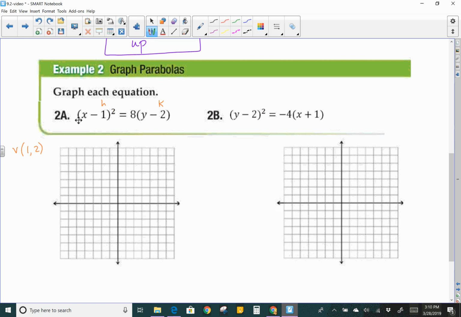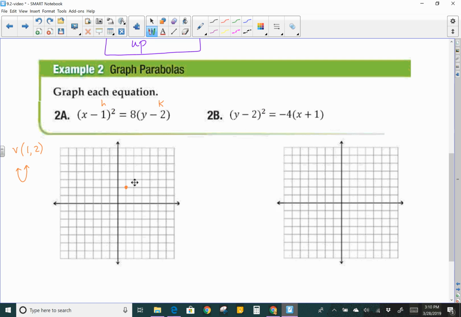The next thing I'm going to do, before I start doing things, is ask which variable is squared. The x is squared, it's positive, there's no negative sign, so I know my parabola is going to open up. Okay, so let's go with plotting my vertex at (1, 2).